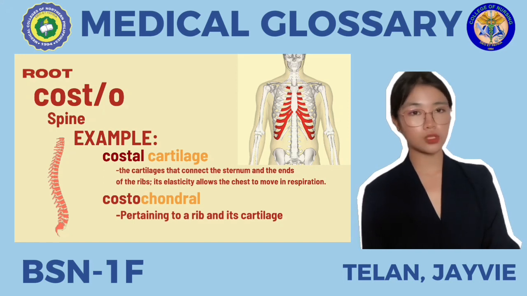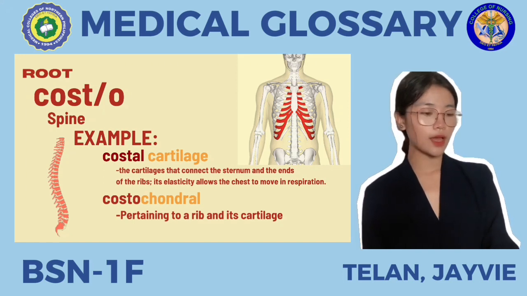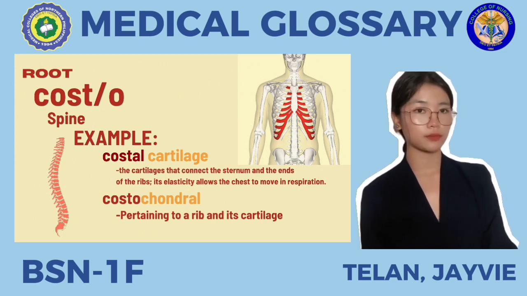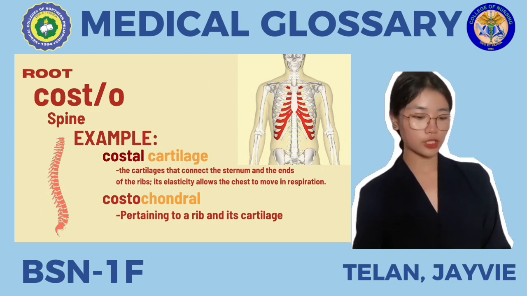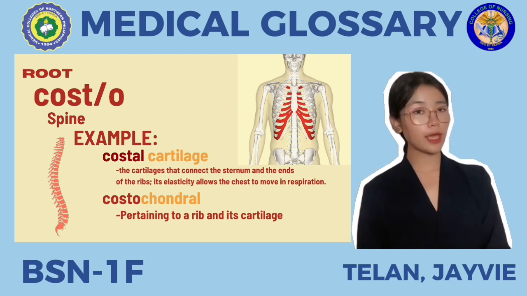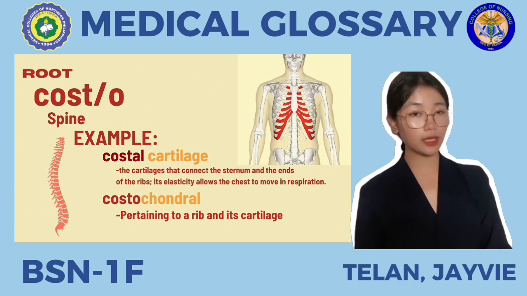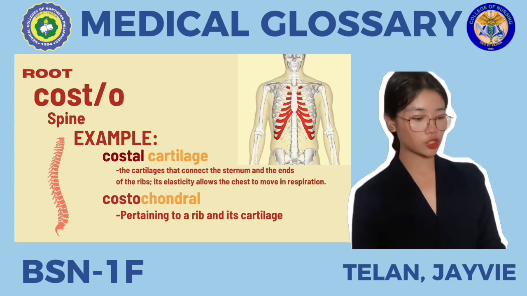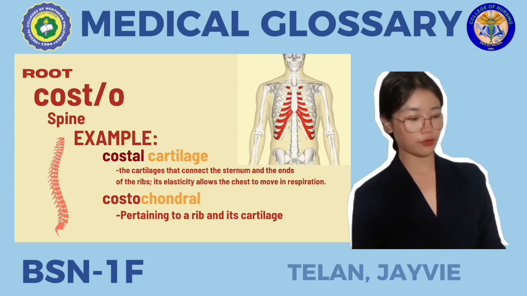Here we have costo, which means rib. The spinal column is one of the most important parts of your body. An example of this one is costal cartilage. Costal cartilage, the cartilage that connects the sternum and ends of the ribs. Its elasticity allows the chest to move in respiration. The next one is costochondral. Costochondral, pertaining to a rib and its cartilage.